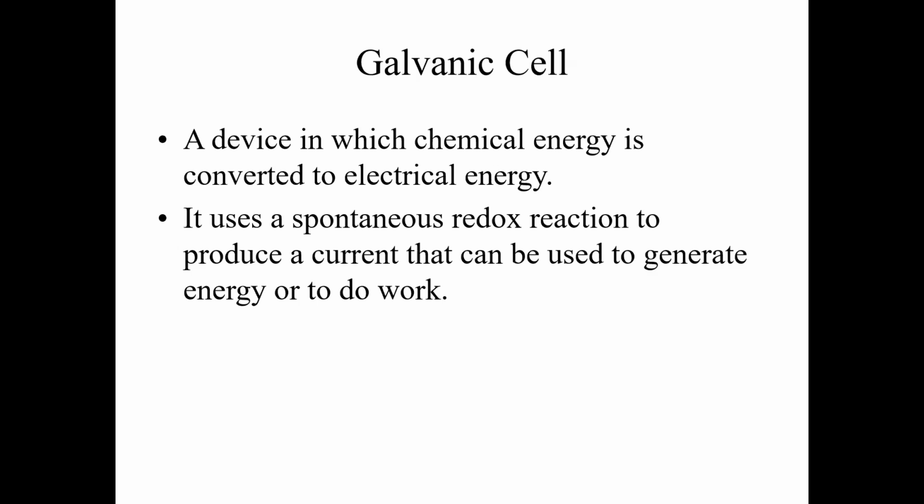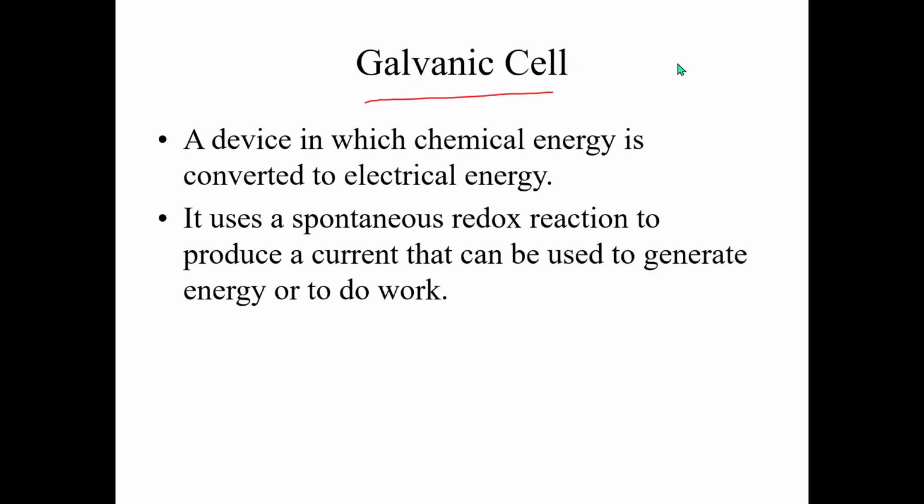So today we are going to continue from where we stopped in electrochemistry. In today's video, we are going to look at the concept of a galvanic cell. So what is a galvanic cell? It's a device in which chemical energy is converted into electrical energy. It uses a spontaneous redox reaction to produce an electrical current that can be used to generate energy or to do work.